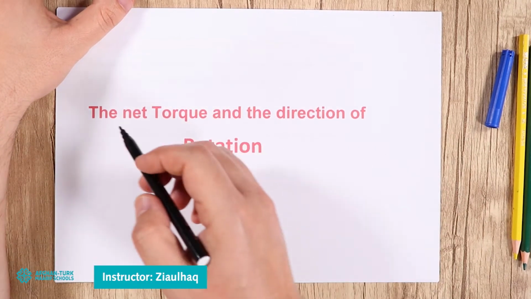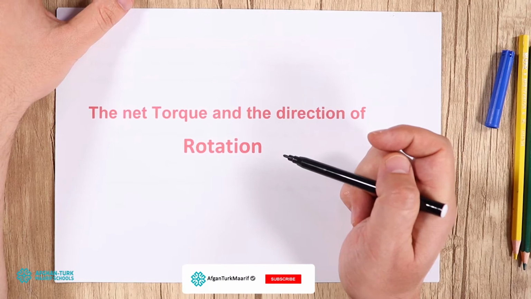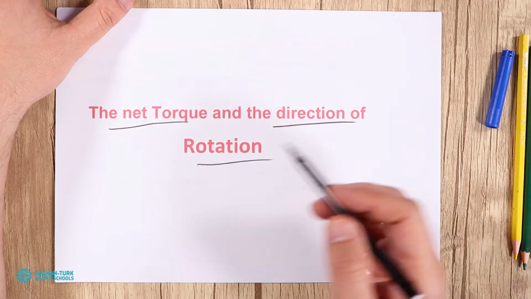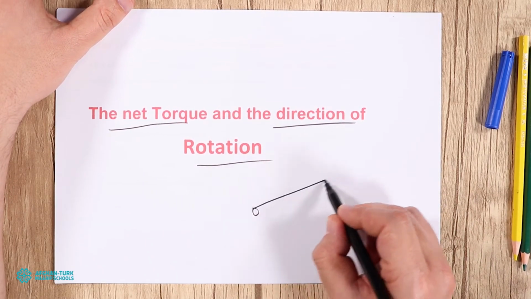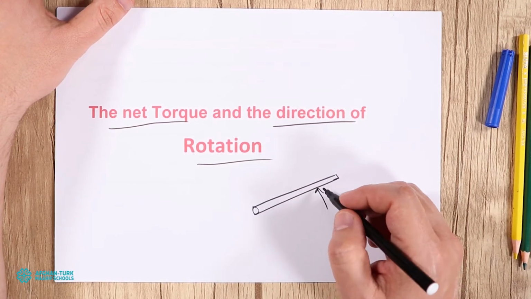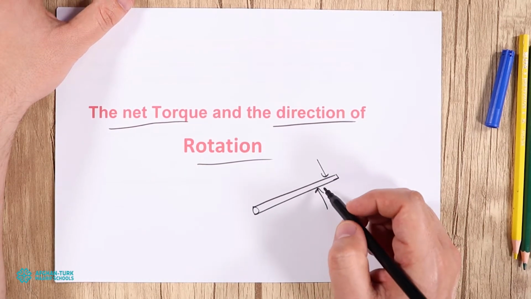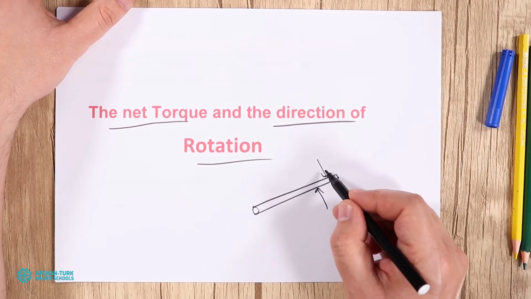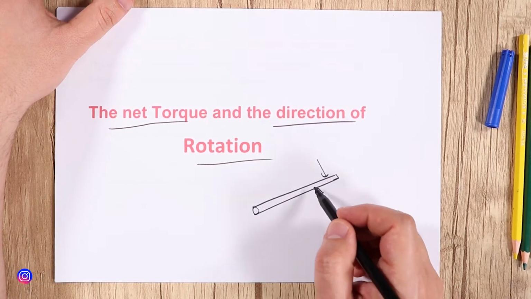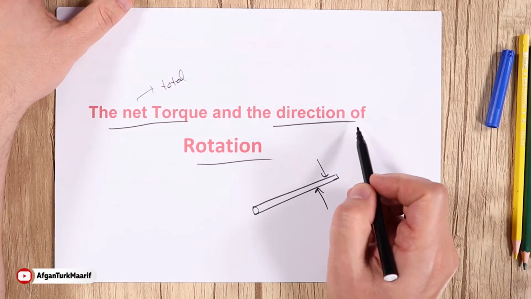Okay, in this video we are going to study more about torque and its direction of rotation. Like what is the meaning of net torque and direction of rotation? So let's see. If we have a lever and more than one force is applied, let's suppose one is downward and one is upward, in that case we will find the total of these two torques. This is called net or total torque.